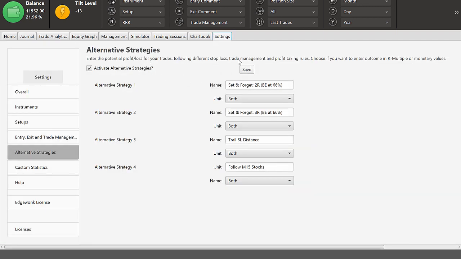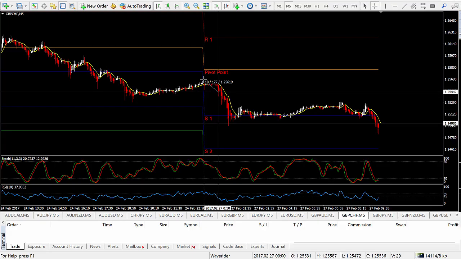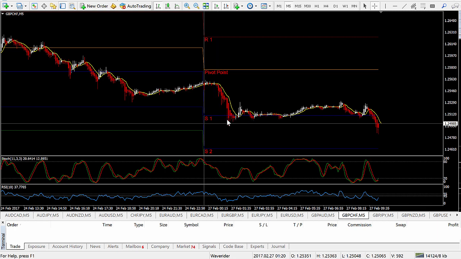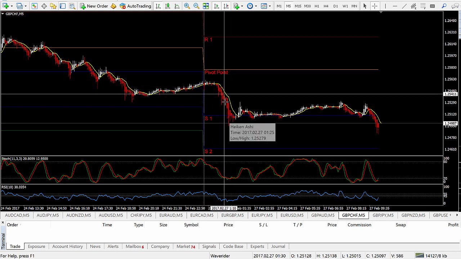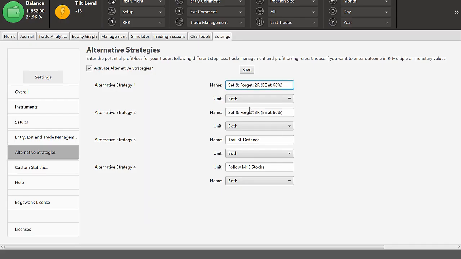So what I test is a set and forget approach for 2R, break even after 2/3. So we simply, if we get in here for a 20 pips stop, then our take profit will be at 40, and then we take profit here, and after 2/3 of the way we go to break even. The same for 3R. And you would be surprised how well this strategy actually performs.